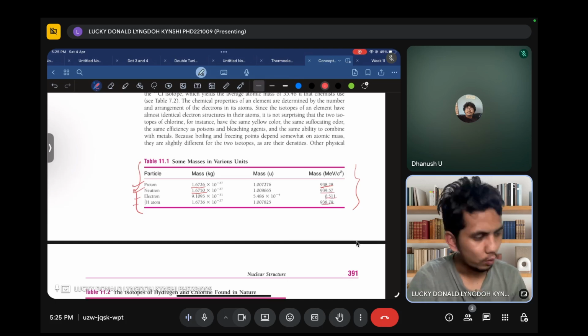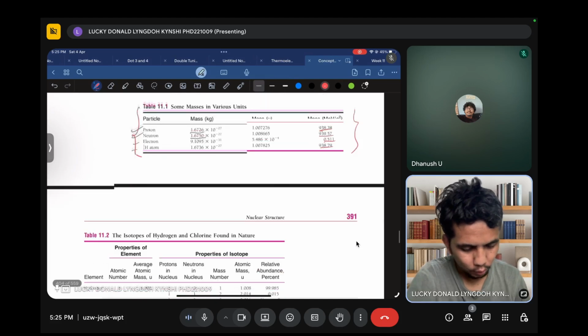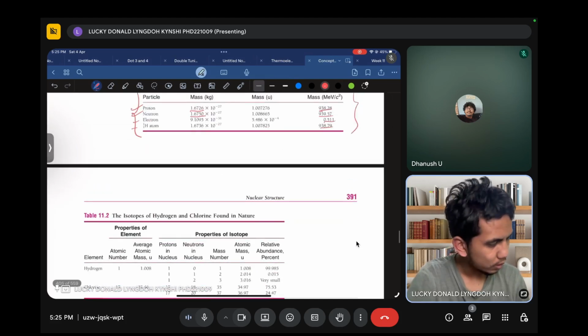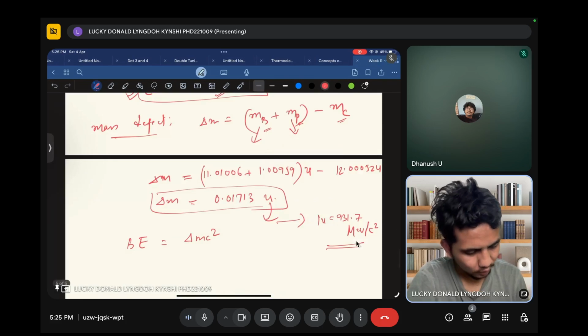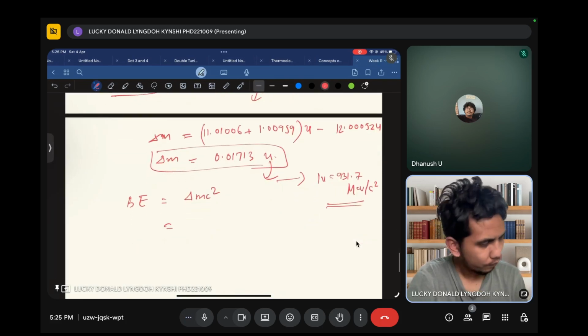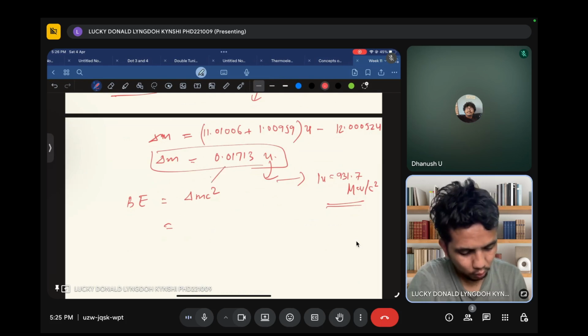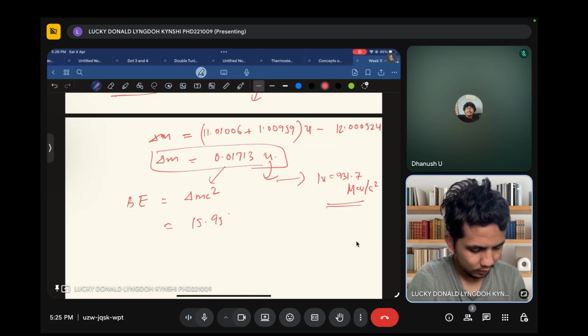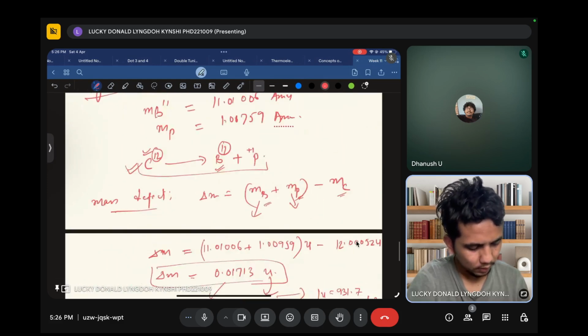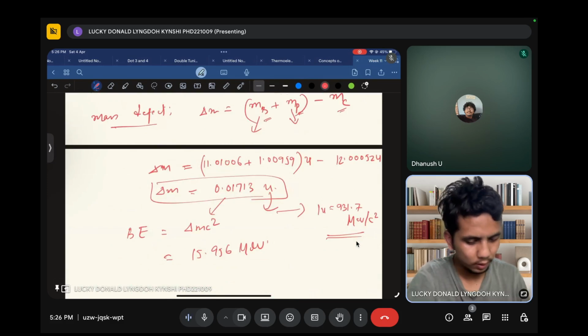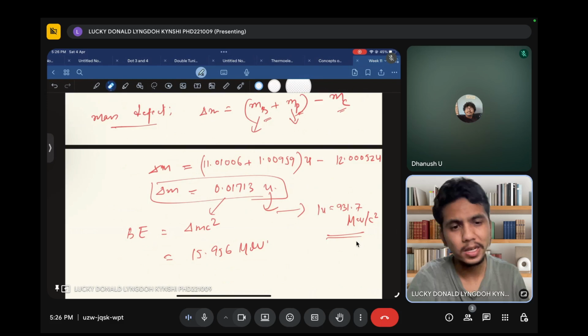Now we will use the same concept here of approximately 931.7, and you will get something like delta M times C square, which is about 15.956 MeV. Or I can use the other energy value, about 15.94. They are not that much different.